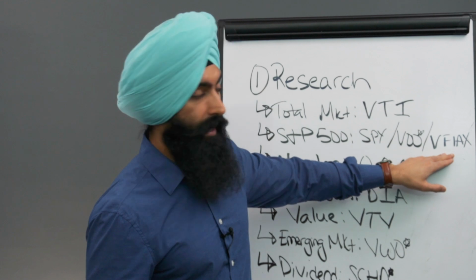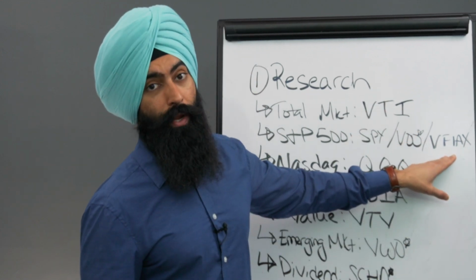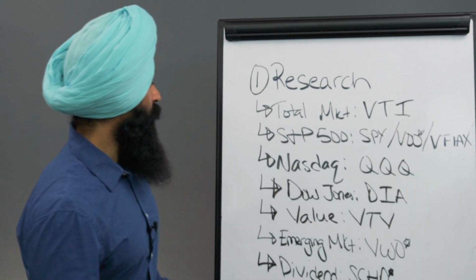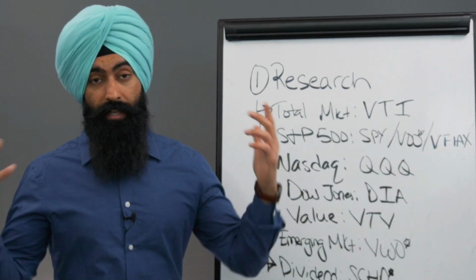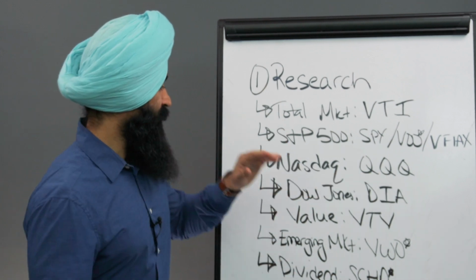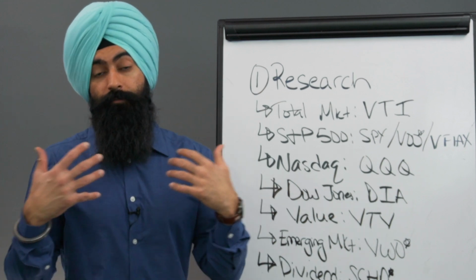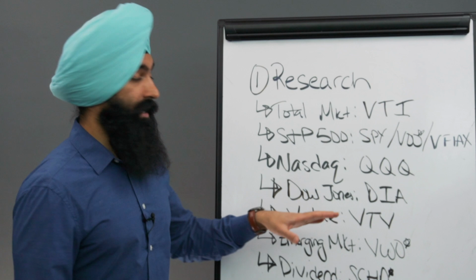VOO and VFIAX work very similarly. This is an ETF, this is an index fund. They're both created by the same Vanguard. If you wanted to invest in the NASDAQ, which has a lot of exposure to tech companies, then you can look into the QQQ ETF. If you wanted to invest in the Dow Jones, you have DIA. If you wanted to invest in just value companies, well, Vanguard has an ETF for that.